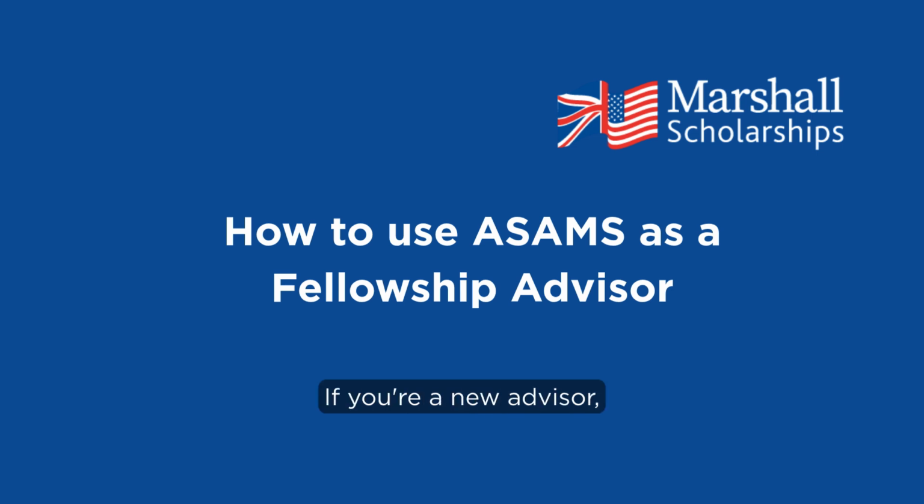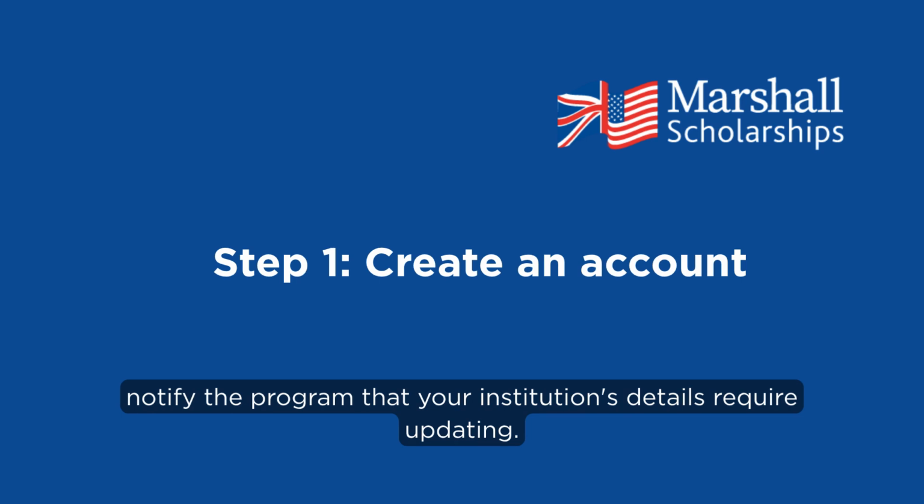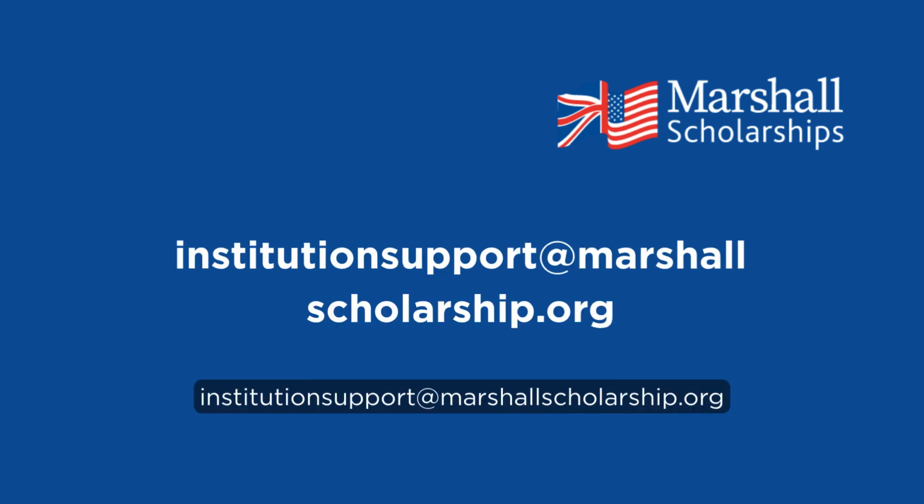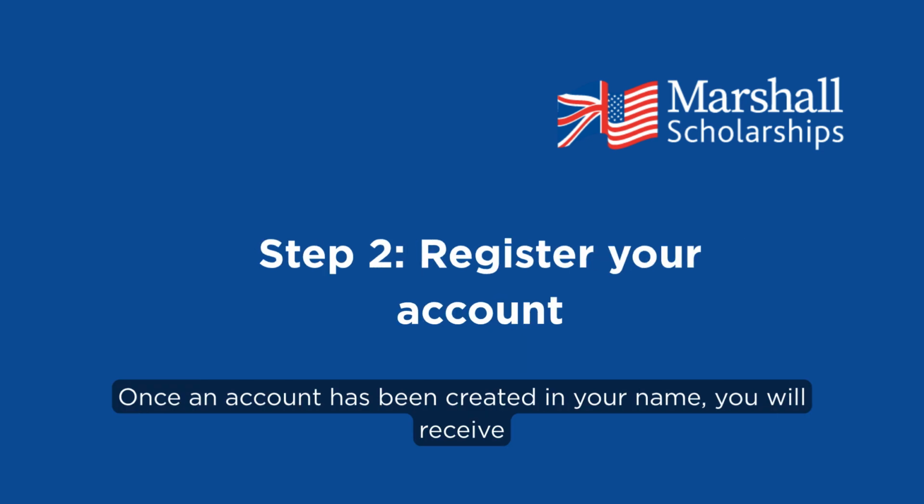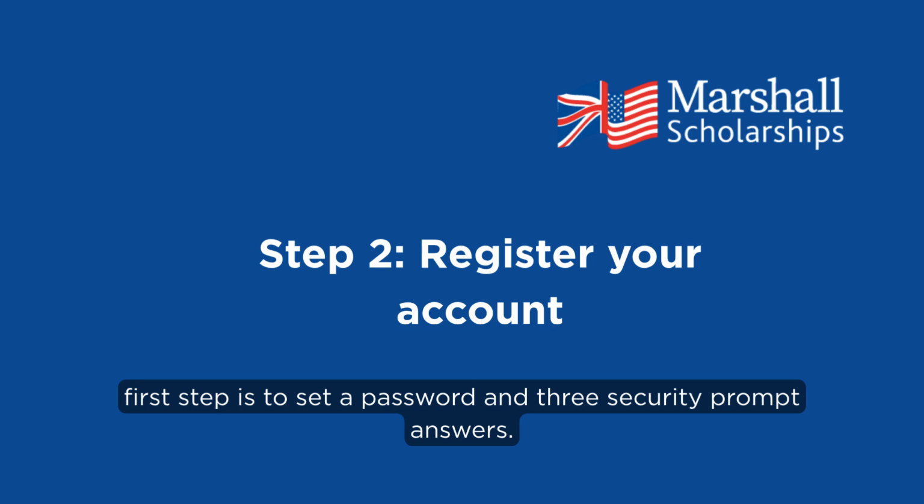If you are a new advisor, the first step is to register your institution with the program or notify the program that your institution's details require updating. To do this, please contact institution support at marshallscholarship.org. Once an account has been created in your name, you will receive an email from ASAMS inviting you to register your account. The first step is to set a password and 3 security prompt answers.